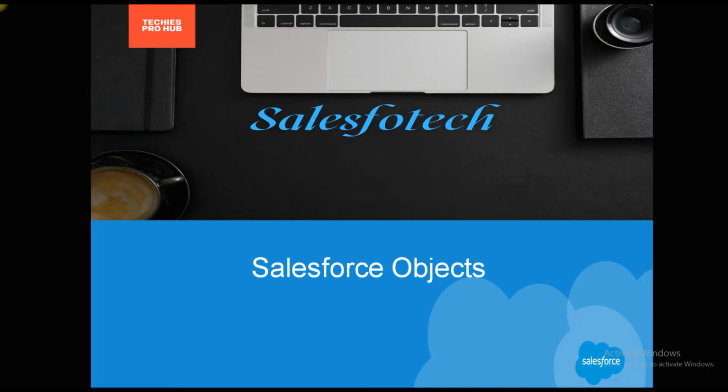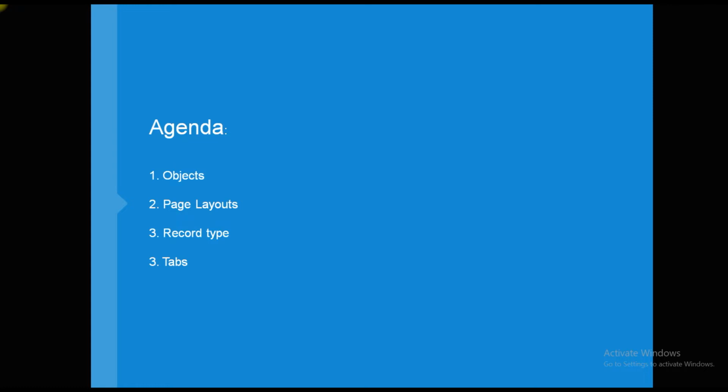Here we would like to describe Salesforce objects. The agenda for this video is objects, page layouts, record types and tabs. All these are subcategorizations or summaries of the basic content, object.